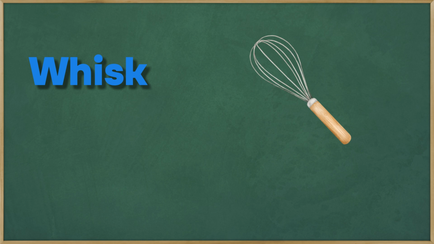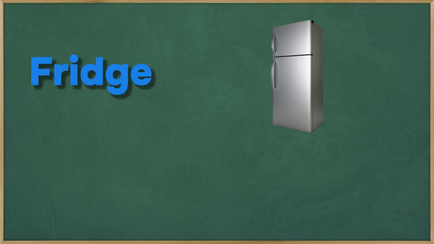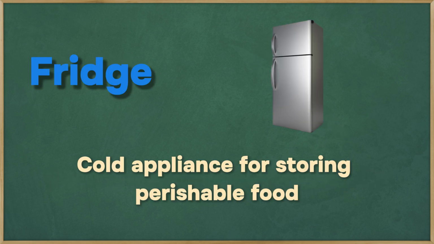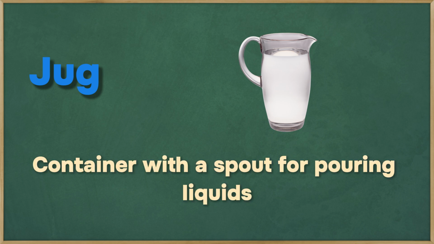Whisk. Tool for mixing or beating liquids. Fridge. Cold appliance for storing perishable food. Jug. Container with a spout for pouring liquids.